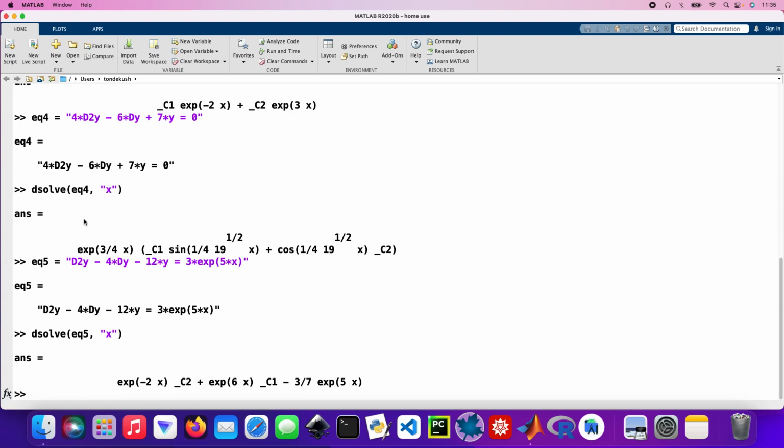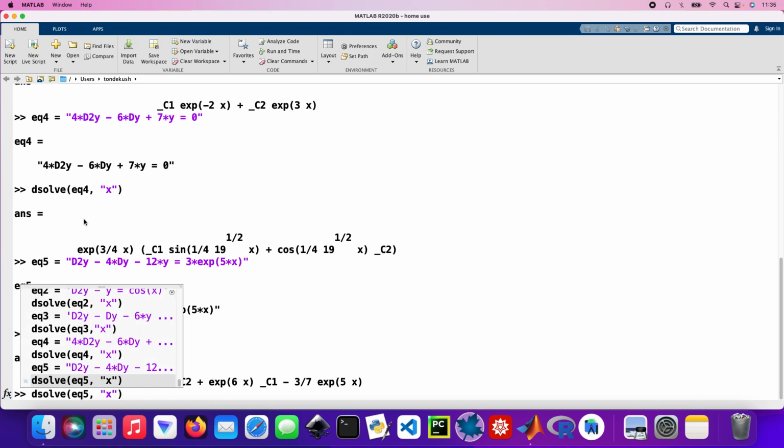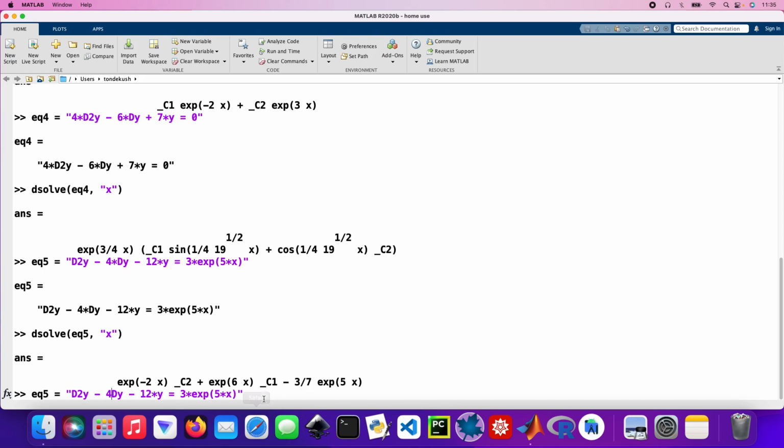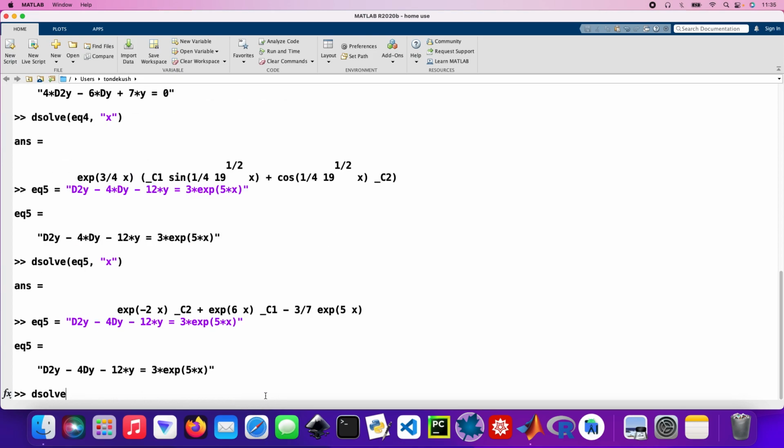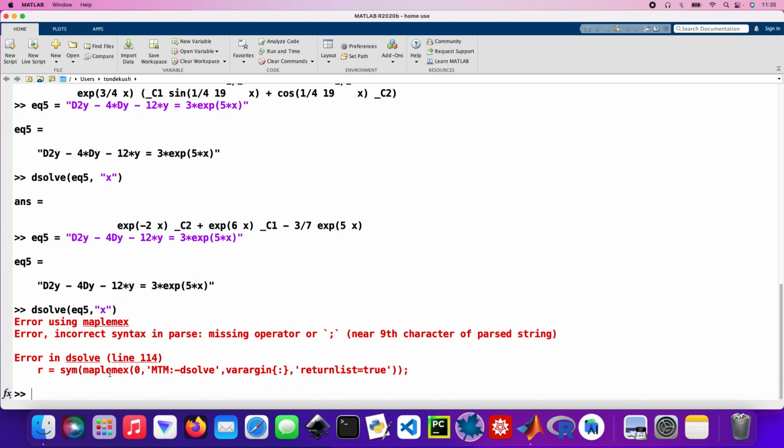I'm just going to show you another quick example to tell you why you've got to be careful when typing. I'll use equation 5 again, and notice if you remove that multiplication sign and then type dsolve eq5 with x as our independent variable, you get an error. So always be careful when you're typing in your functions with MATLAB. Don't forget the multiplication sign if you've got an integer multiplying a derivative. I just wanted to show you that.